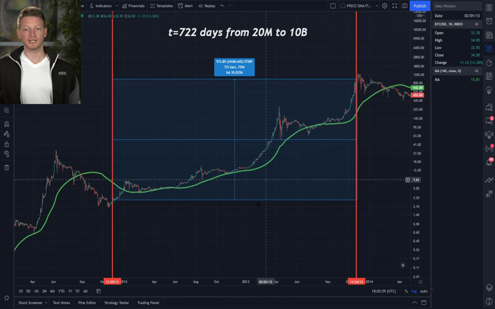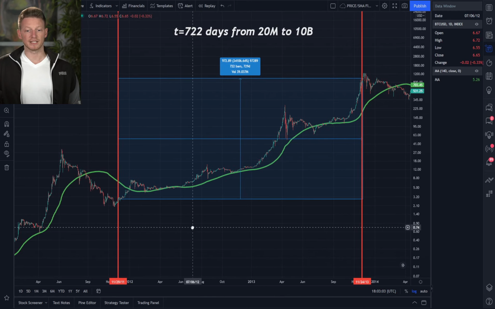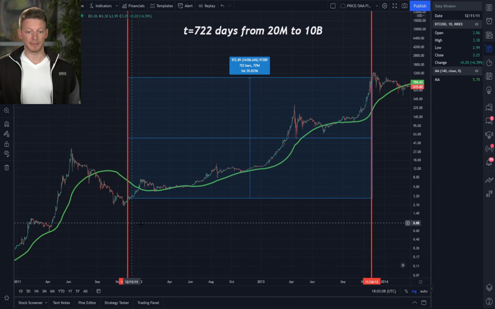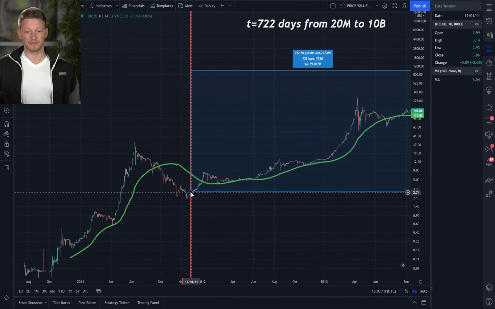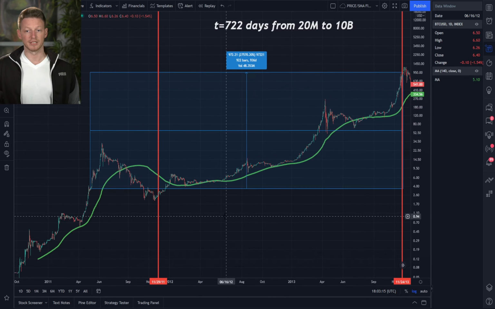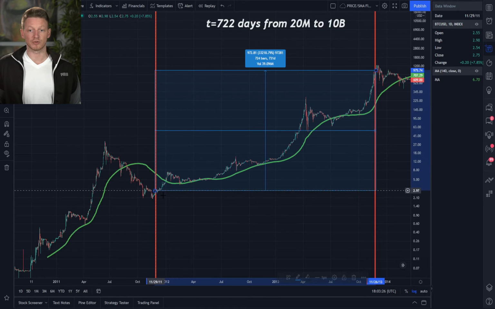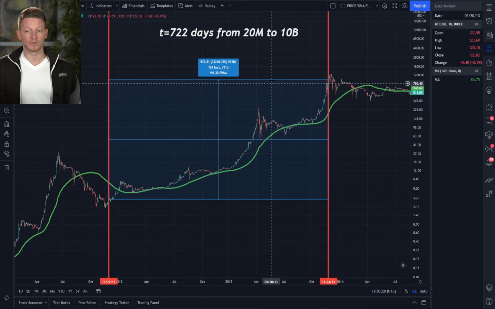So let's look at Bitcoin. On 11/29/2011, Bitcoin had a $20 million market cap. It had also previously, if you really want to look at it, a $20 million market cap on May 5th of 2011. So in 922 days, or depending on how you look at it, in 722 days, Bitcoin reached a $10 billion market cap.